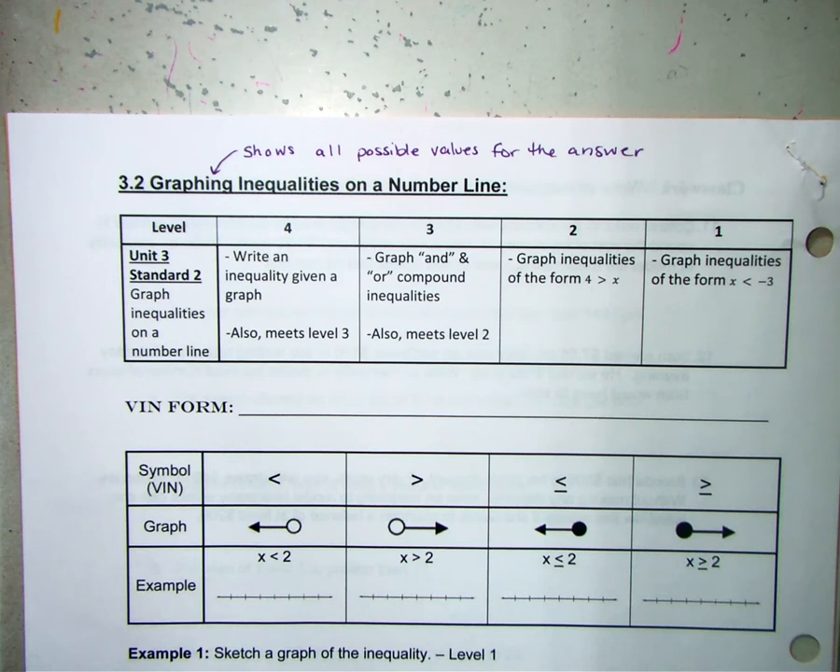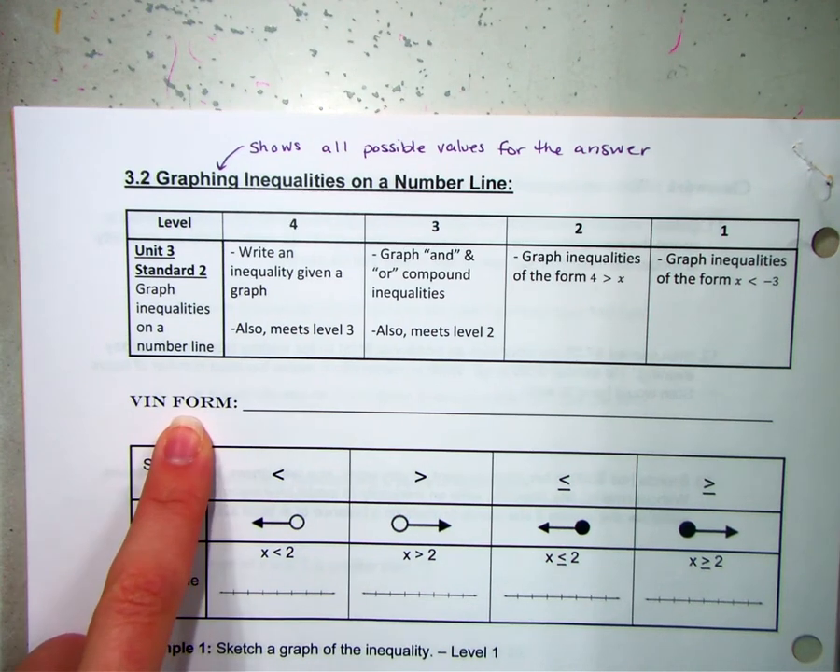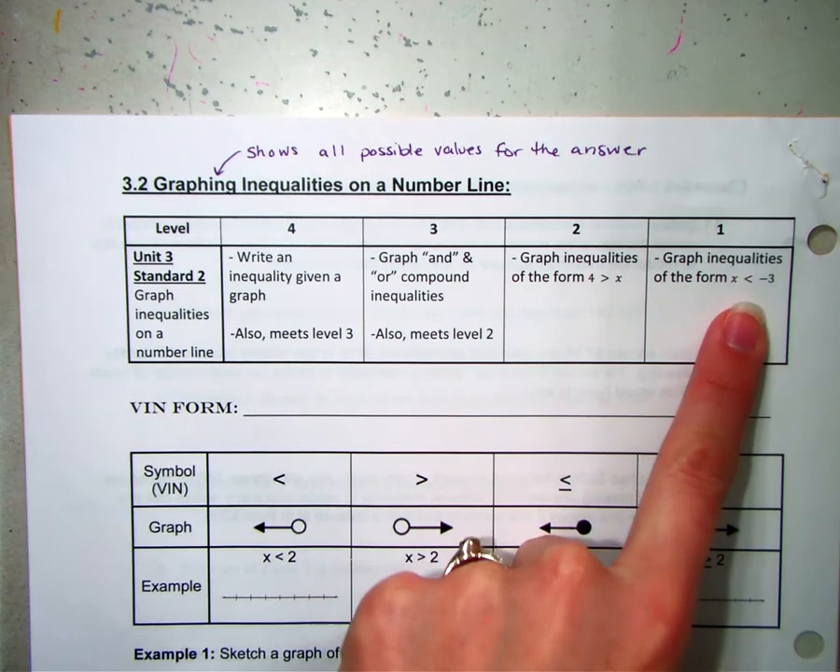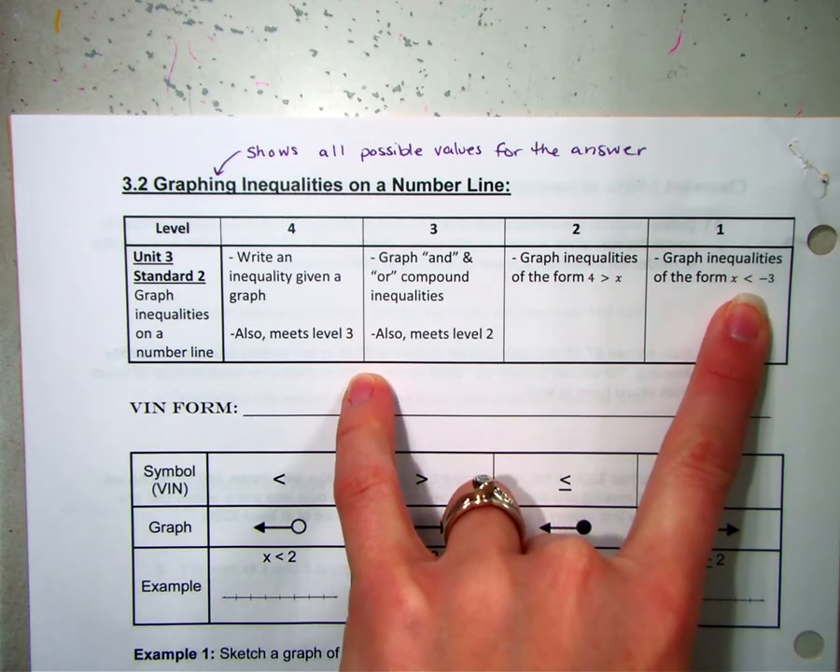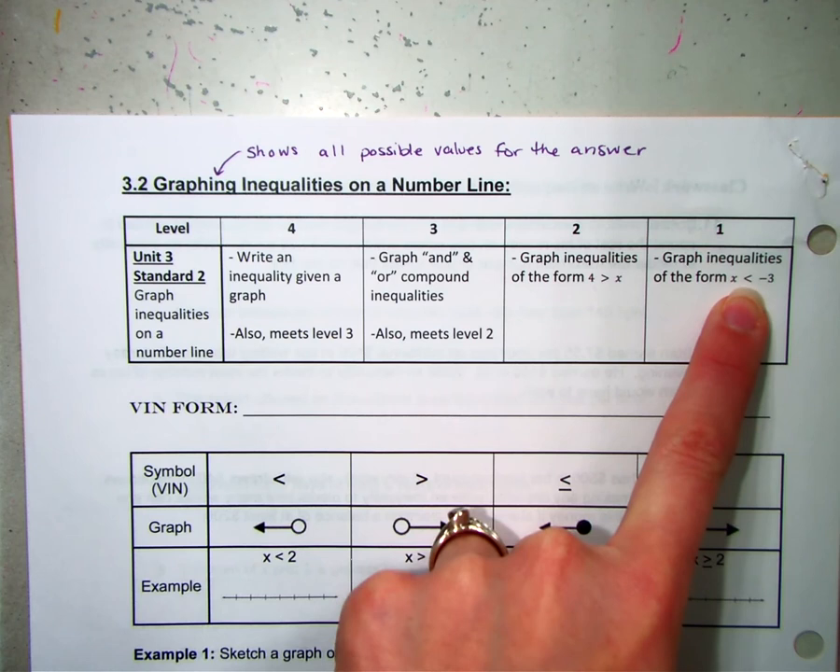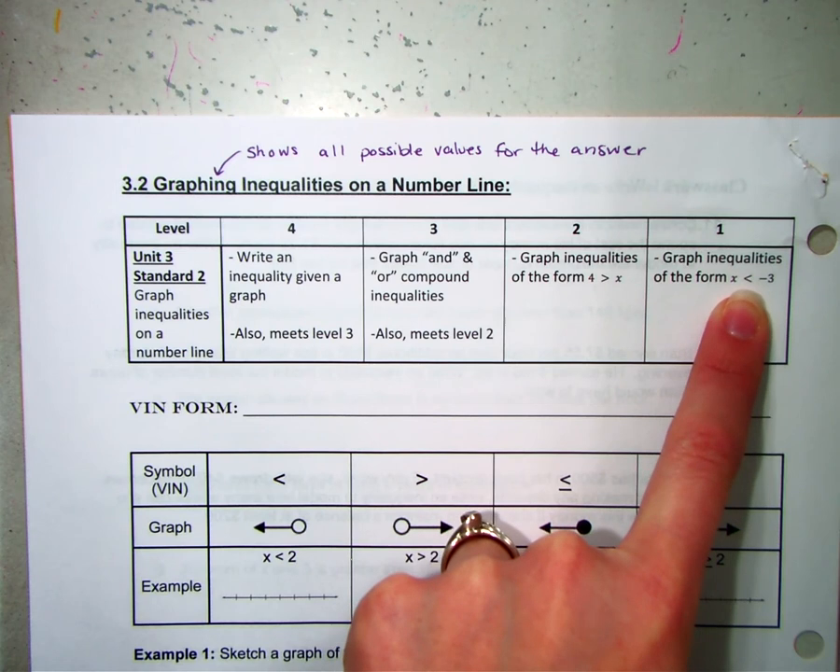When we graph, we are going to have things in what's called Venn form. We're going to talk about what that is. But if you simply can graph, here's your level 1. If you simply can, I give you the answer. Here it is: X is less than -3. If you can graph that perfectly, you're good. You're level 1.